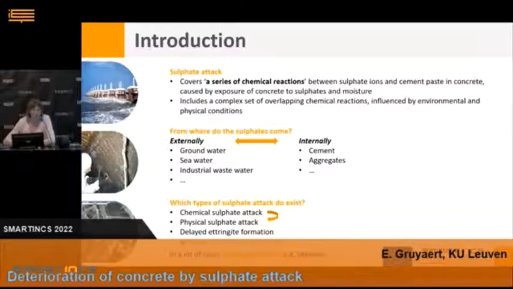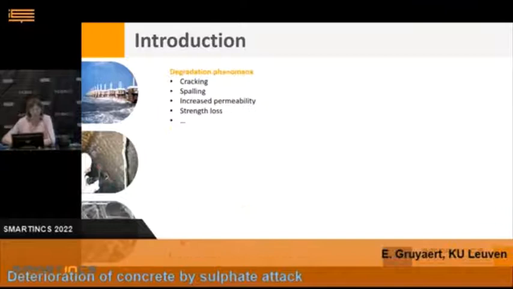We will also look at combined attack, because in a lot of cases, different ions are present. Think about the seawater, where the chlorides, for instance, and the sulfates, amongst others, are together present. And as Nele already has been talking about the biogenic sulfuric acid attack, we will not deal anymore with this in the current presentation. So degradation phenomena due to sulphate attack are also very diverse. It can go about cracking, spalling, increased permeability, strength loss, etc. So we will see in the next slides what will occur.